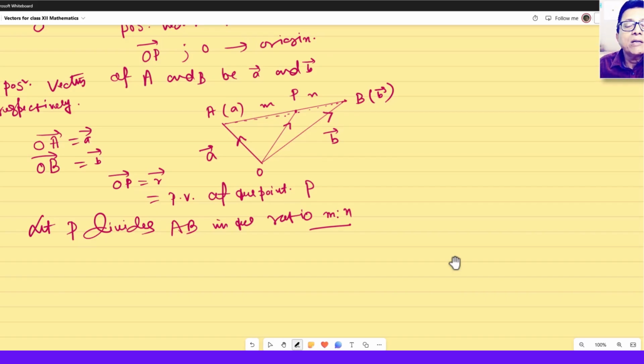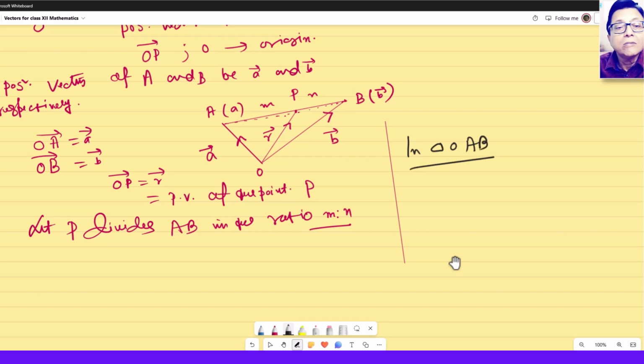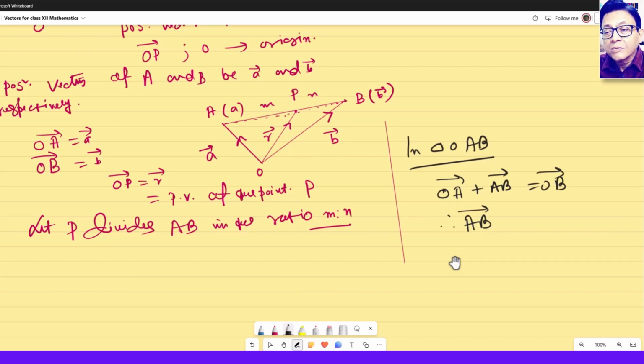It's very simple. If you have considered vectors over there and a vector triangle, or two triangles, you observe there, then first tell me one thing. In triangle OAB, what is vector AB? We apply the triangle law. OA plus AB equals OB. So AB equals what? AB equals OB minus OA.